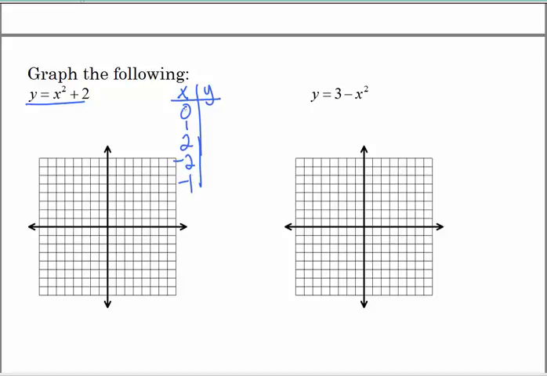All right, so if I plug in 0, I'm going to get 2. Which makes sense, that plus 2 should move it up. If I plug in 1, I get 3. If I plug in 2, let's see, 4 plus 2 is 6.